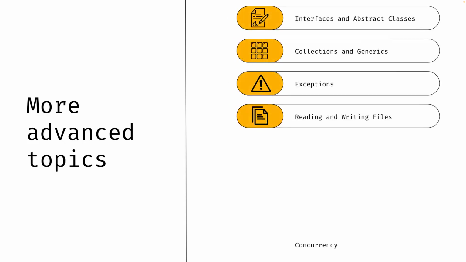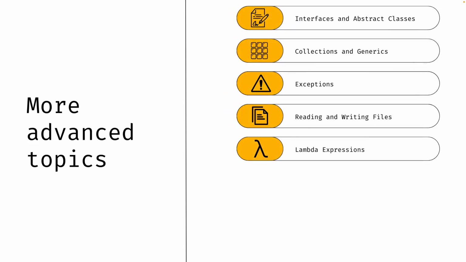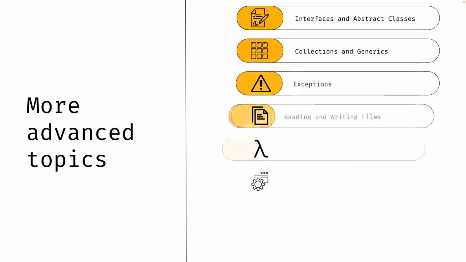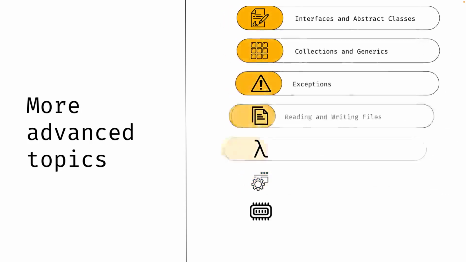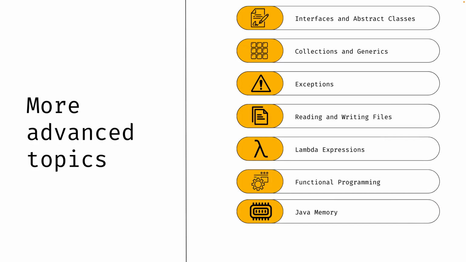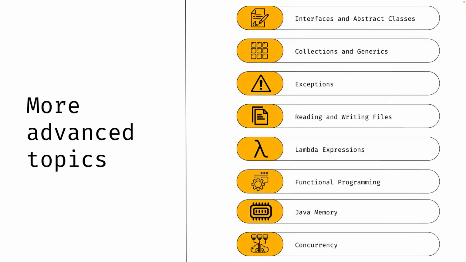And we're also going to be focusing on reading and writing files. Next, we'll see lambda expressions, which probably sounds more intimidating than it really is. And then we'll be dealing with functional programming. After that, you're ready to talk about the Java memory in a bit more detail. And lastly, we'll be dealing with the basics of concurrency. This is quite a lot, but this will really enhance your programming capabilities in Java.